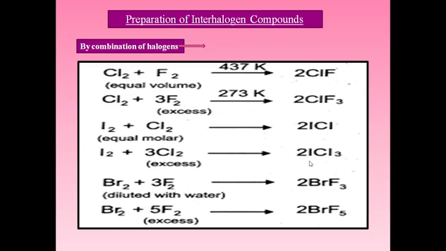forms ICl3. Bromine reacts with 3 molecules of fluorine, and there is a formation of BrF3. Bromine reacts with 5 molecules of fluorine, and here we are getting 2 molecules of BrF5. So this is the combination of halogens, meaning two halogens are combined with each other. That is the one method.